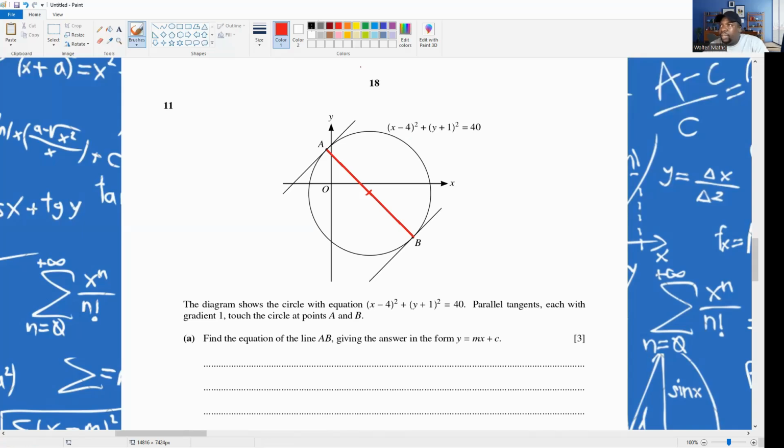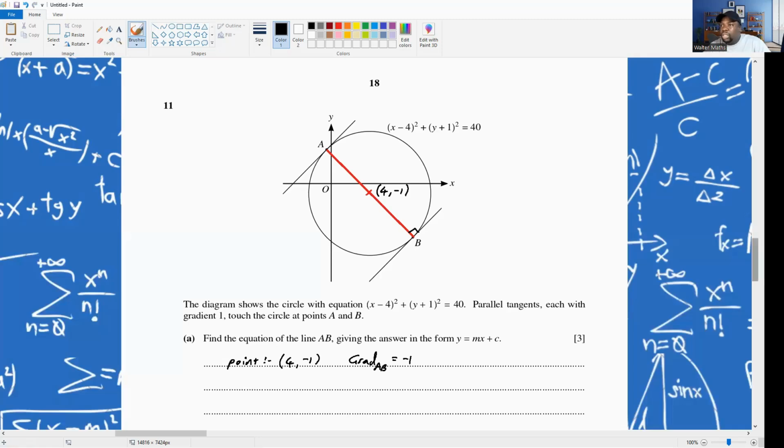From the equation of the circle, we can deduce the center of the circle to be (4, -1), from -4, that's a 4, and from +1, that's a -1. This point is the midpoint of AB and also happens to be the center of the circle. So we know that a point on the line AB is (4, -1). We also know the parallel tangents have a gradient of 1, and the tangent is perpendicular to the line AB. So the product of the gradients should be -1, which means the gradient of the line AB should be -1.